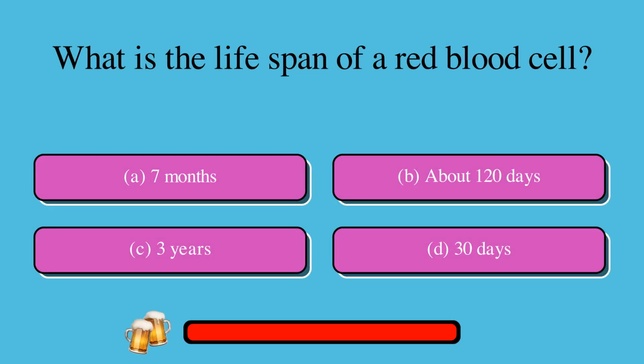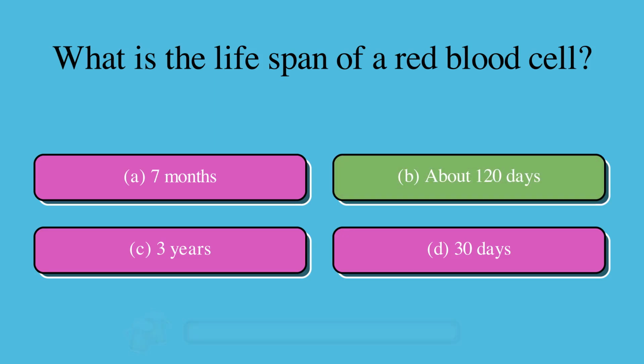What is the lifespan of a red blood cell? A, 7 months, or B, about 120 days, or C, 3 years, or D, 30 days? The correct answer is B, about 120 days.